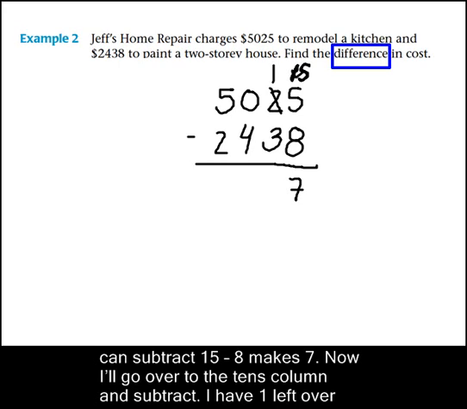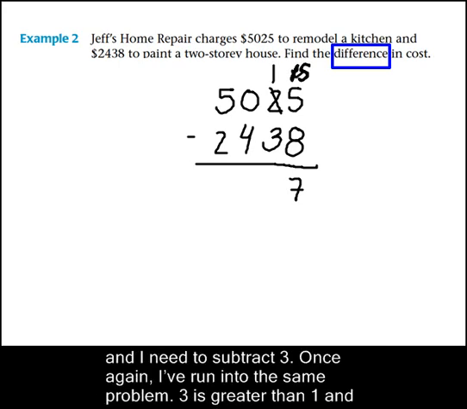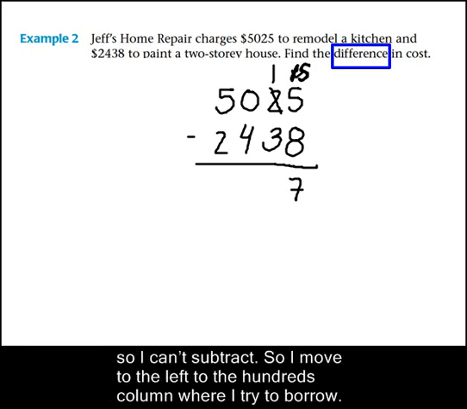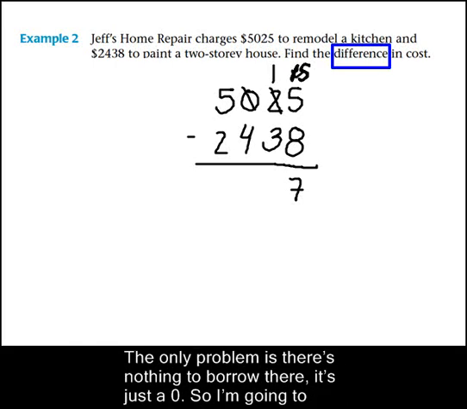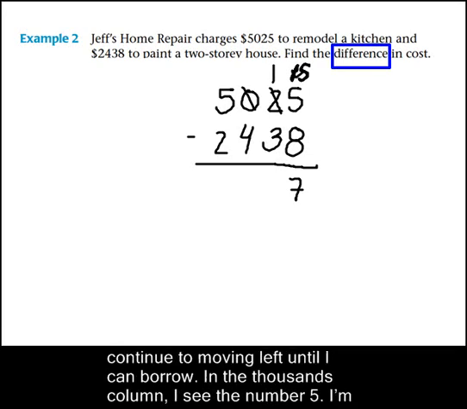Now I'll go over to the tens column and subtract. I have 1 left over and I need to subtract 3. Once again, I've run into the same problem. 3 is greater than 1, and so I can't subtract. So I move to the left to the hundreds column where I try to borrow. The only problem is there's nothing to borrow there, it's just a 0. So I'm going to continue moving left until I can borrow.